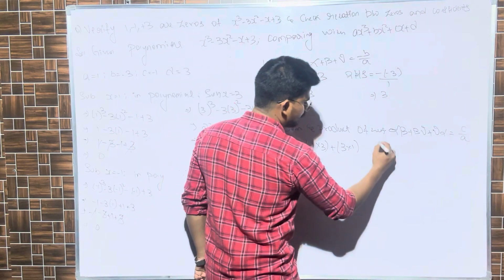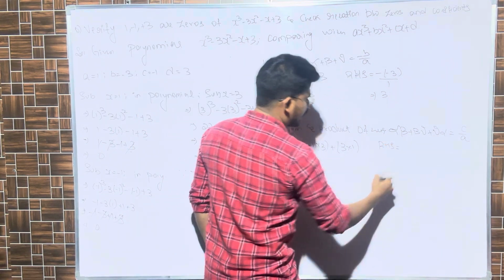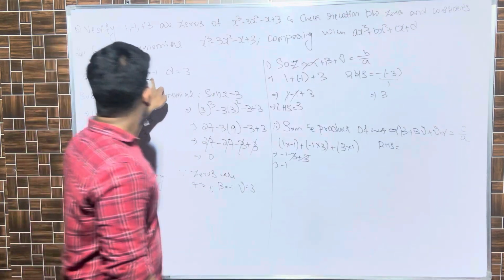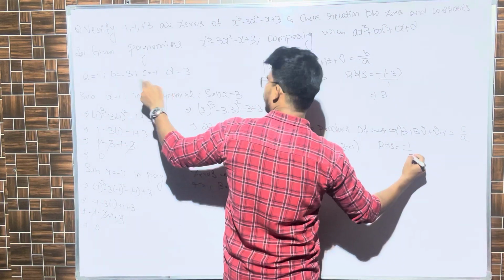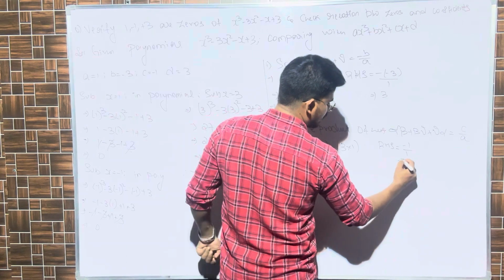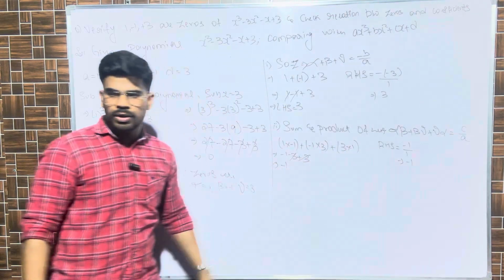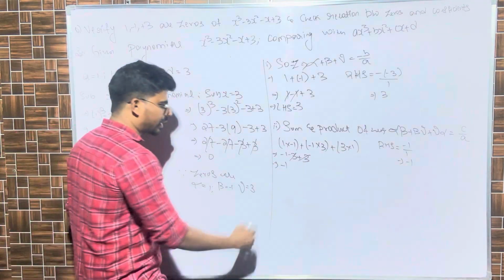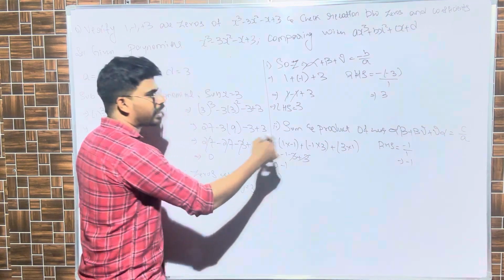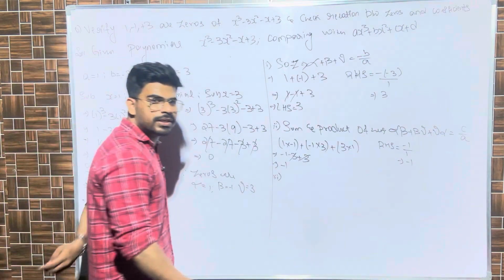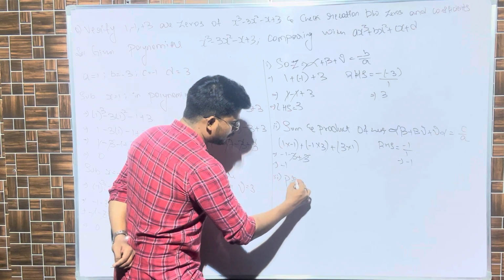Let us check RHS. C by a. What's the value of c? Minus 1. Minus 1 by a, 1. Minus 1 by 1 in the sense minus 1. LHS is equal to RHS. Second is also completed. Third, next, product of zeros.